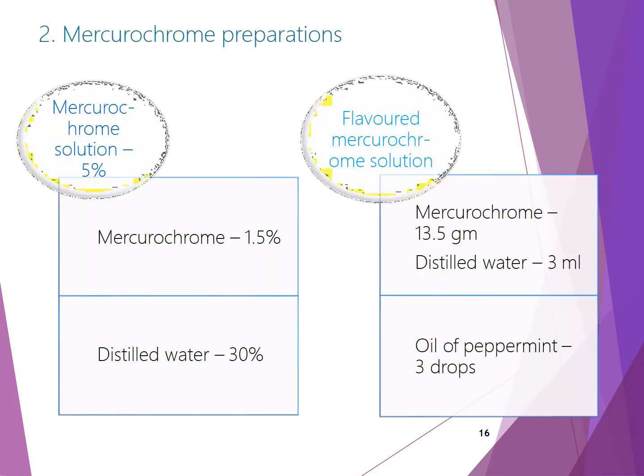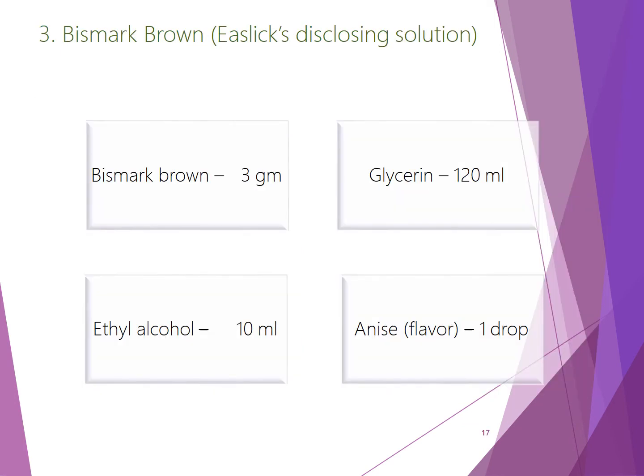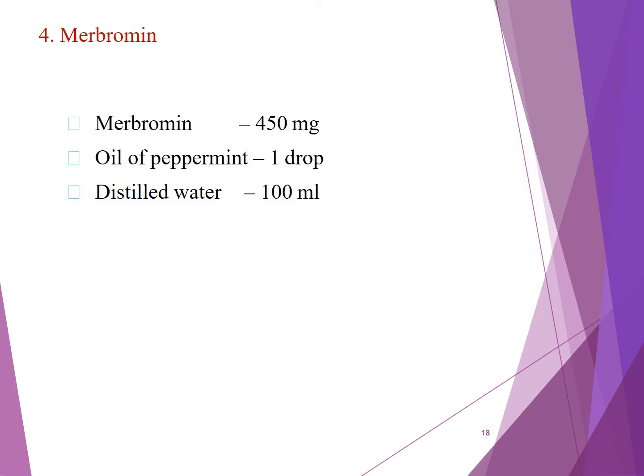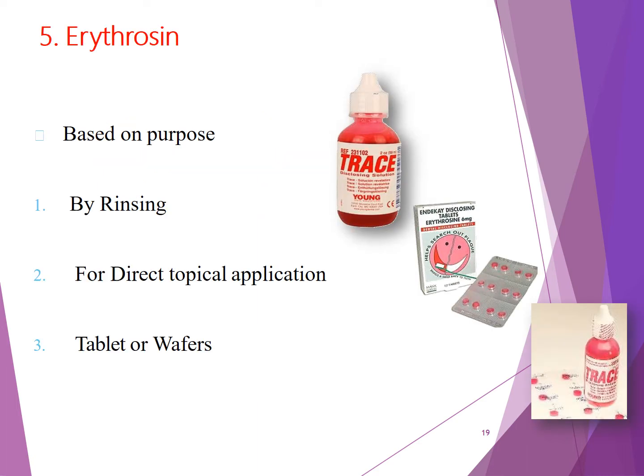Then mercurochrome preparation. Mercurochrome solution consists of mercurochrome 1.5% and distilled water 30%, and flavor. Mercurochrome with distilled water and oil of peppermint is used. Bismarck brown: 3 gram is used along with ethyl alcohol, glycerin and anise, that is a flavor. Merbromine: 450 milligram along with oil of peppermint and distilled water is mixed.